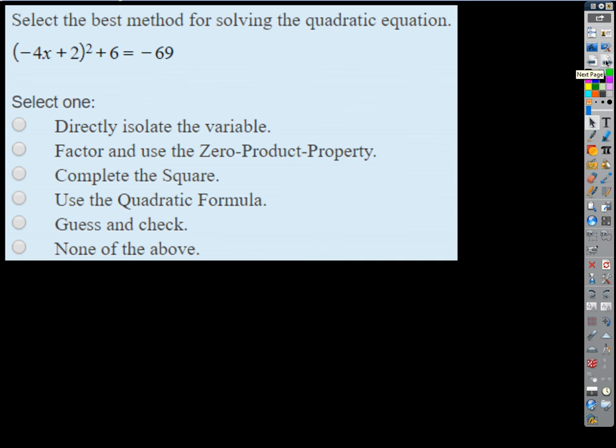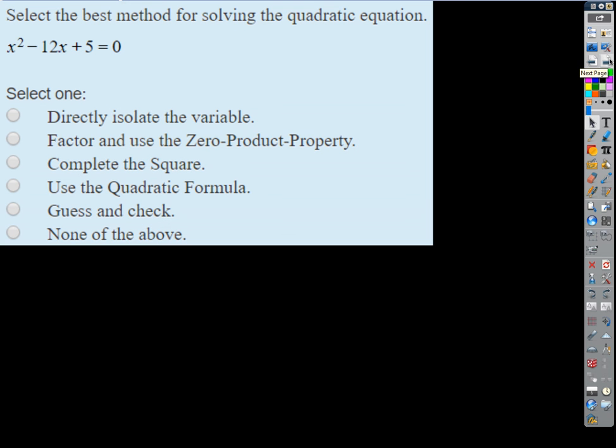How about this one? Pretty obvious. What are we doing here? Oh, isolate the variable. I got a single x, so there it is. Okay? How about that? It's already in standard form. That's nice.